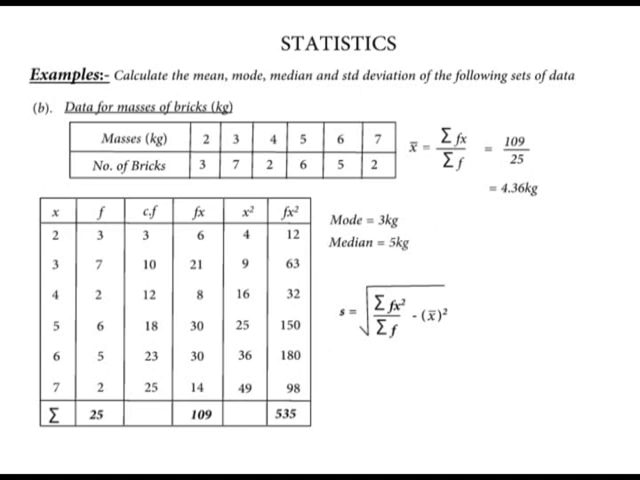Standard deviation is given by summation of fx squared over summation of f minus mean squared, square root of whole. We already have the mean, that is 4.36 kilograms. So the standard deviation will be equal to 535 over 25 minus 4.36 squared, square root of everything, giving us the square root of 2.4, which is 1.55, correct to 2 decimal places.